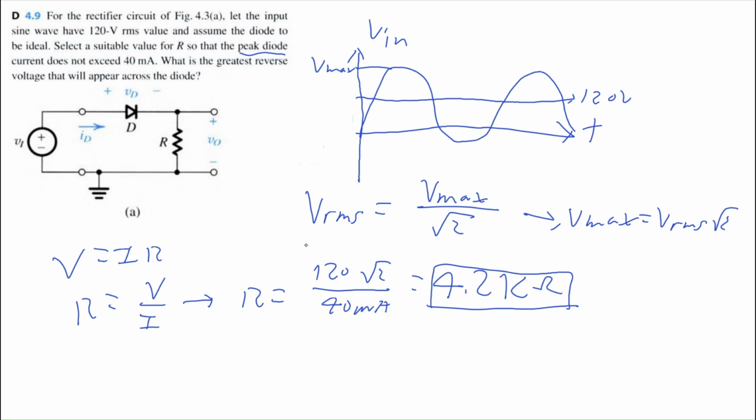exceeding 40 milliamps. And then the greatest reverse voltage that will appear across the diode. That would be when this diode is cut off, and that would simply be equal to the maximum. So that's equal to 120 times the square root of 2, which is 169.7 volts. And that's it.